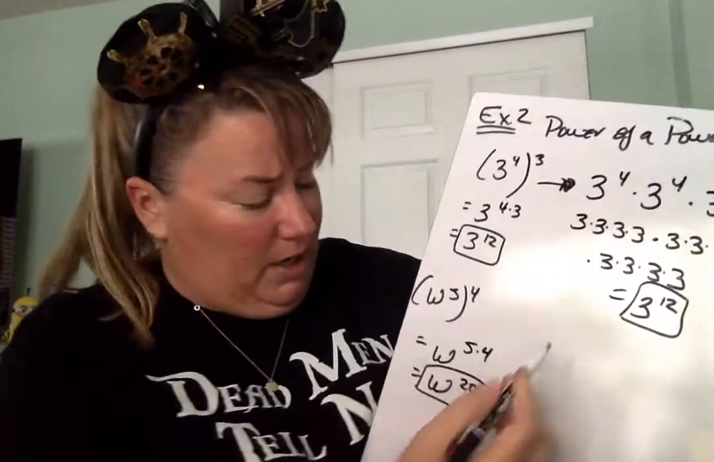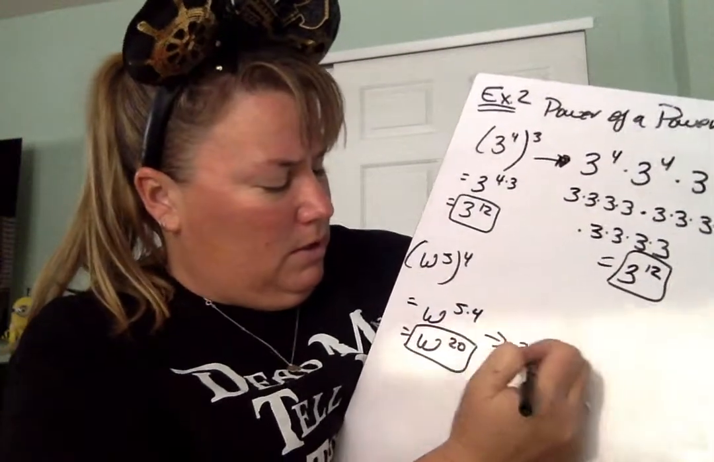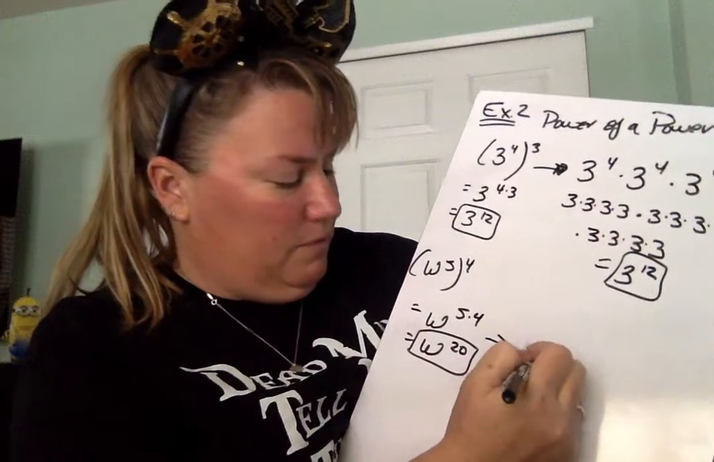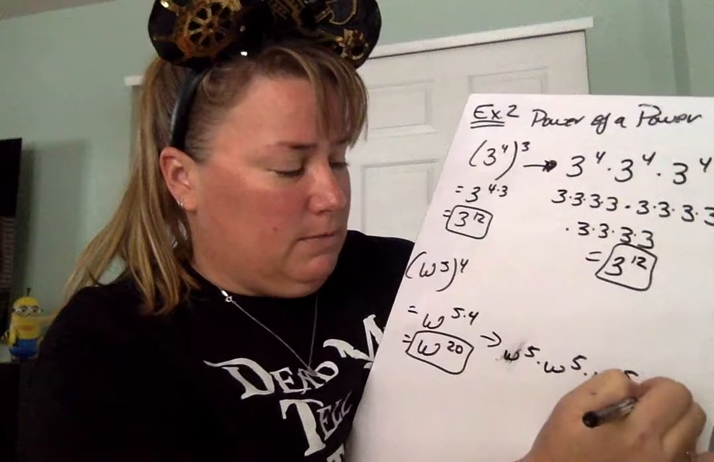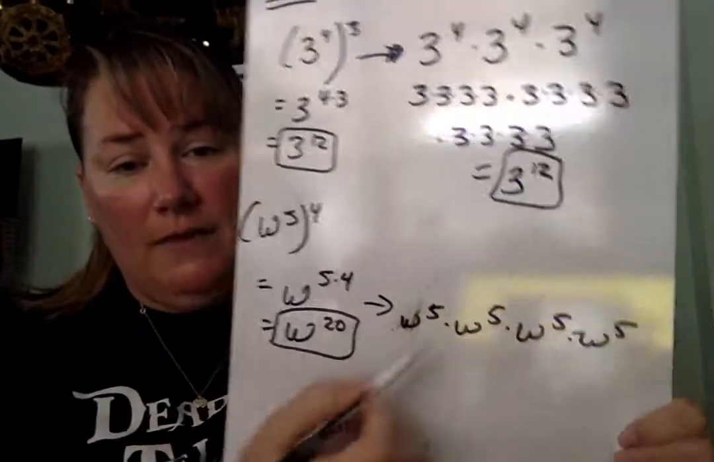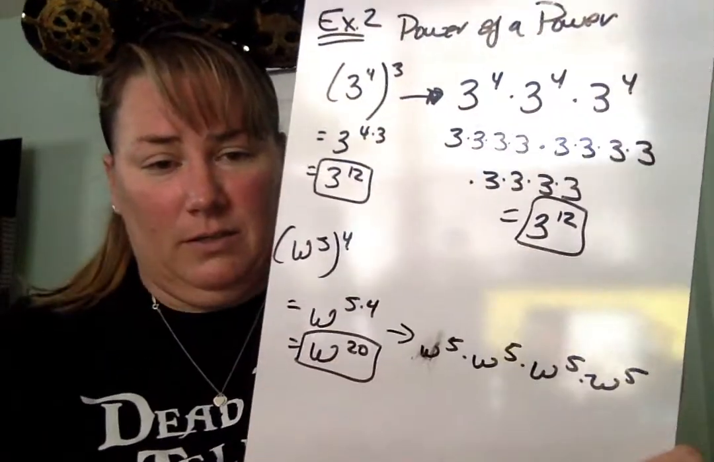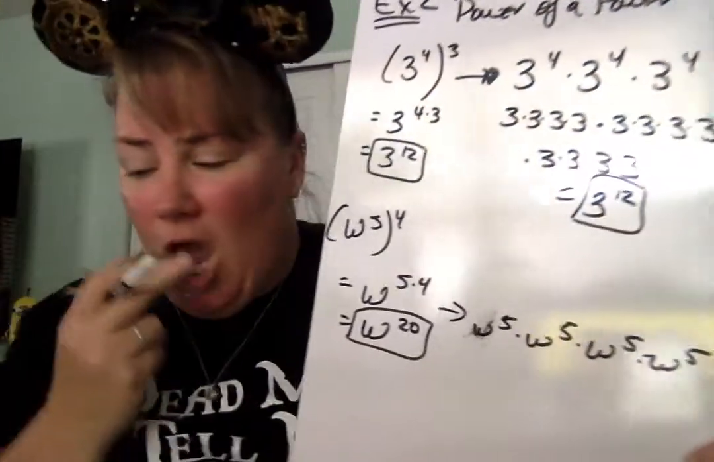I'm not going to expand it, but it would look like this. I'm going to do part of it. W to the 5 times w to the 5 times w to the 5 times w to the 5. And then you do this part like you did that part. Sound good? All right, I'm going to cruise on.